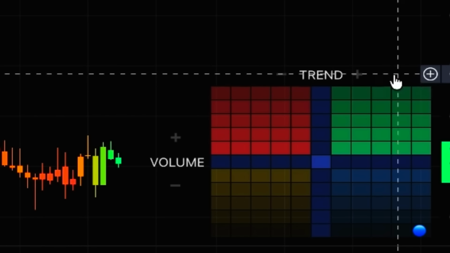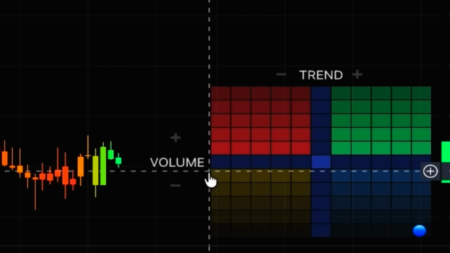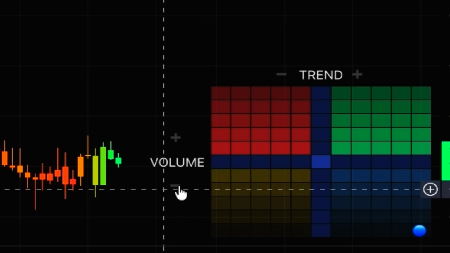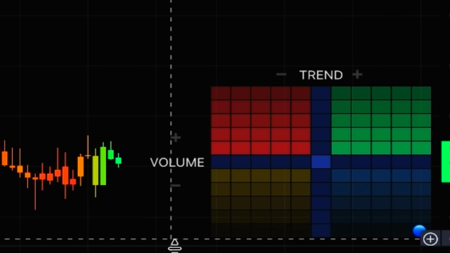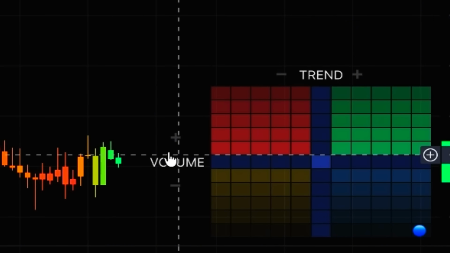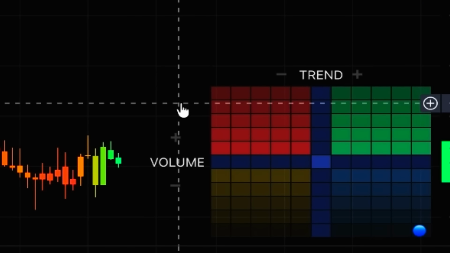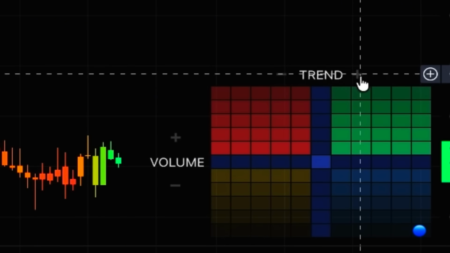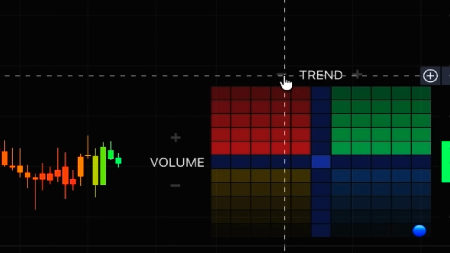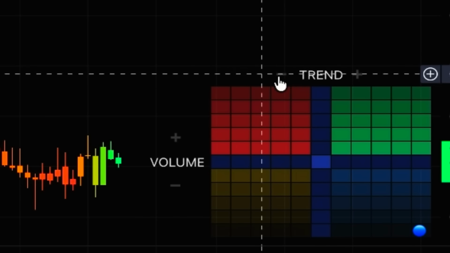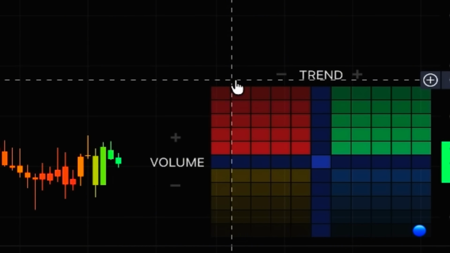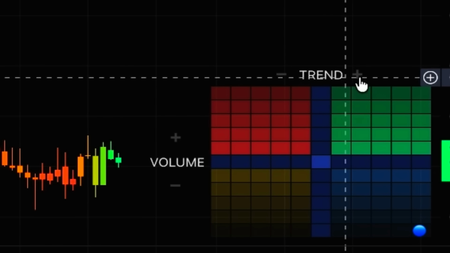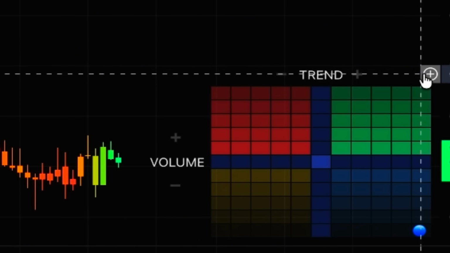Alright, getting back to the indicator, here this is y-axis and it is related to volume, and you can see that we have a positive sign here and a negative sign here, and this means that the lower we go we have lower amount of volume, and the higher we go we have higher amount of volume. And here the x-axis is trend, and similarly we have a positive sign here and a negative sign here, and this means that the left part is related to downtrend, and the more we go to the left the stronger is the downtrend, and the right part is related to uptrend, and similarly the more we go to the right the stronger is the uptrend.